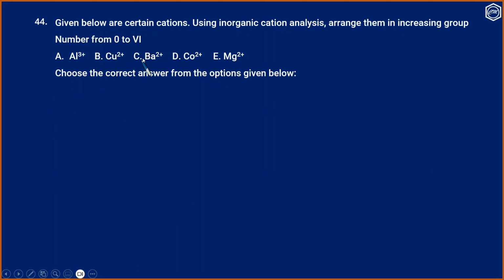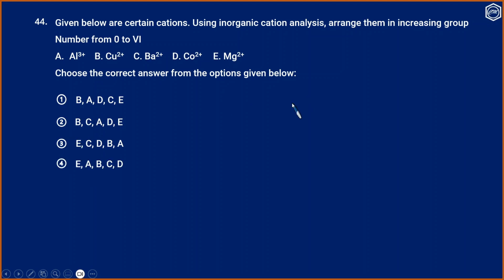Question number 44. Given below are certain cations. Using inorganic cation analysis, arrange them in increasing group number from 0 to 6. The cations are aluminium 3+, copper 2+, barium 2+, cobalt 2+, and magnesium 2+. Choose the correct answer from the options given below. 1, 2, 3, and 4.